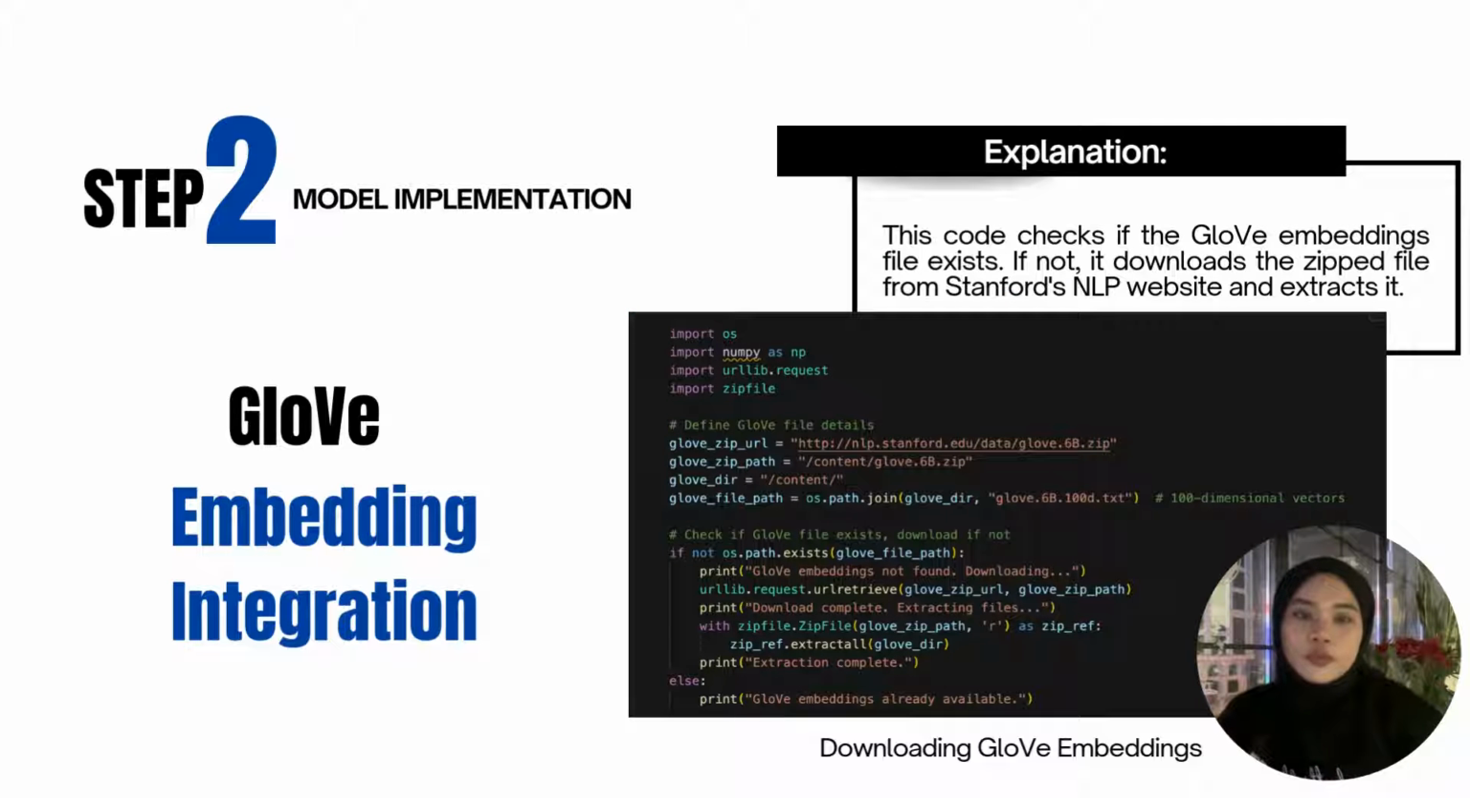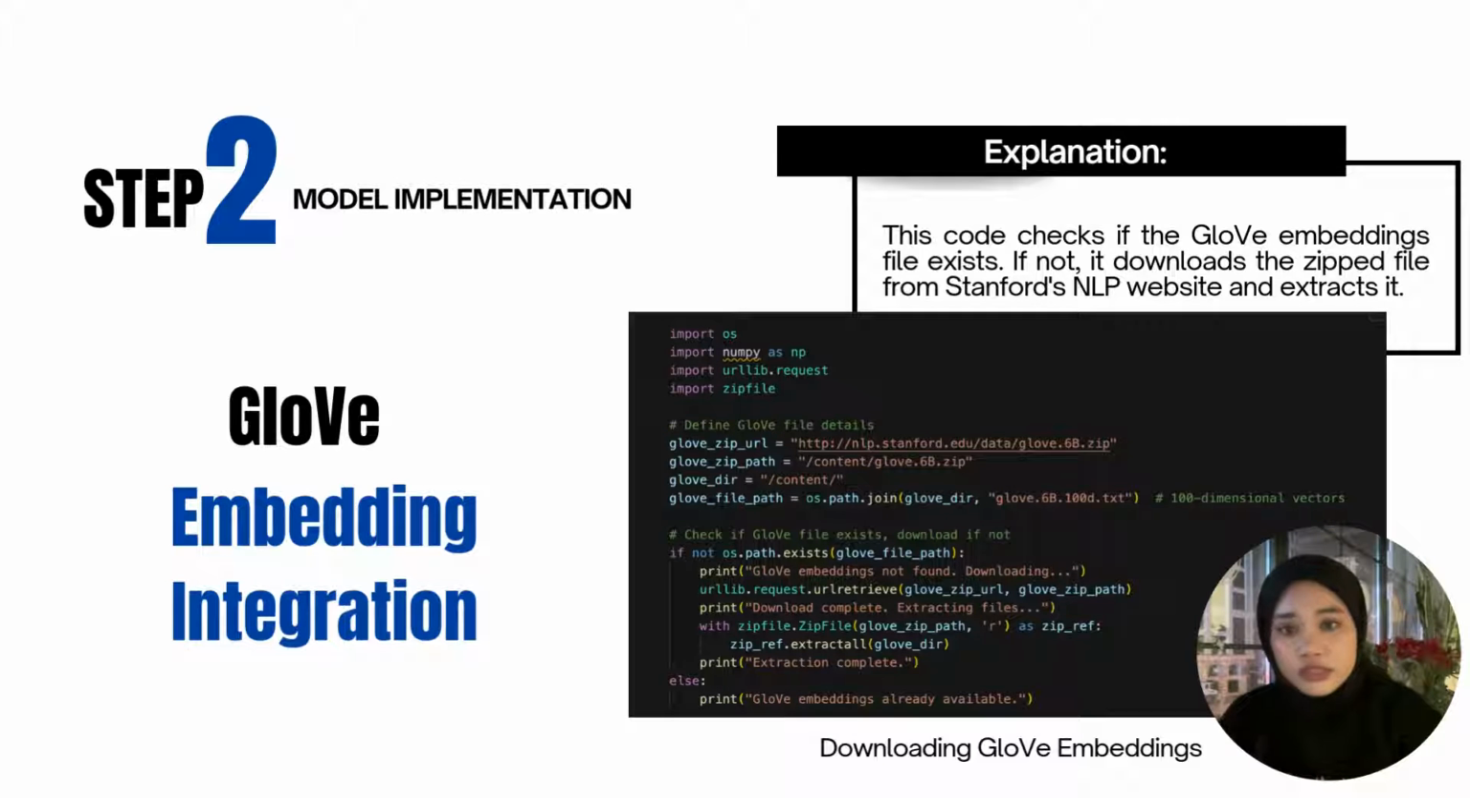So now let's move on to part two, which involves model implementation. I integrated the GloVe embedding, which are pre-trained word vectors that capture semantic relationships between words. I downloaded the 100-dimensional GloVe vectors and created an embedding matrix for my vocabulary. This matrix maps each word to its corresponding GloVe vector, and I handled words not found in GloVe by assigning them a random vector. As you can see in this slide, this is how I downloaded the GloVe embedding.